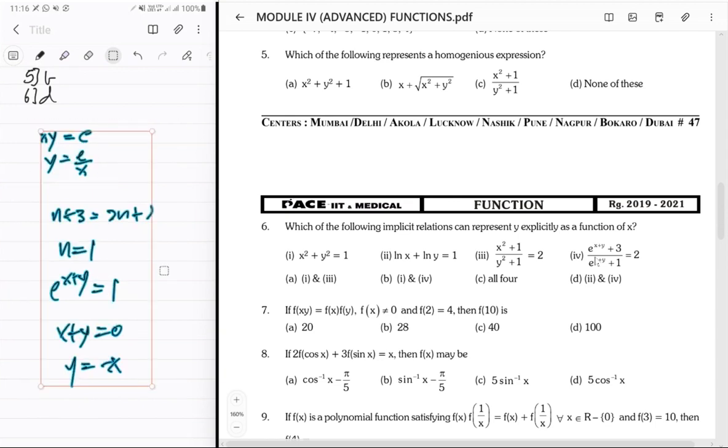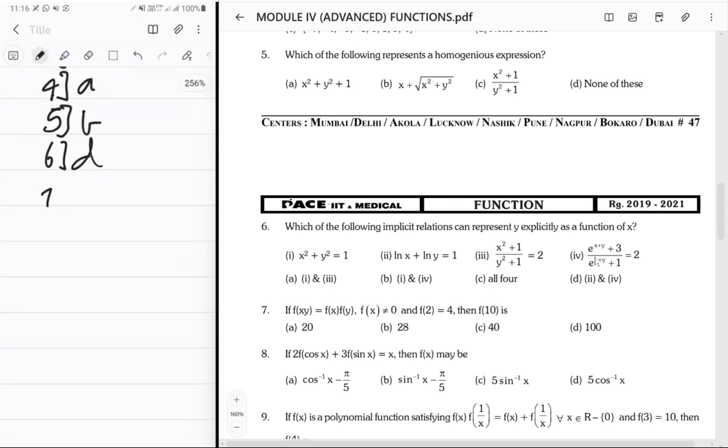Seventh is: if f of x times y is equal to f of x plus f of x times f of y, so f of x is not equal to 0, and f of 2 is equal to 4, then f of 10 is... That's interesting, f of x times f of y, that's equal to f of xy.